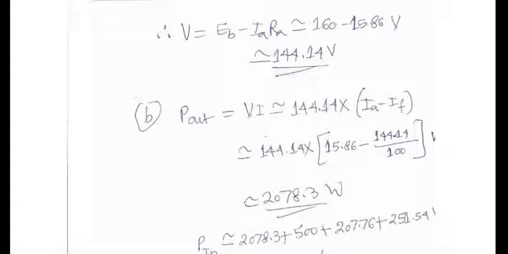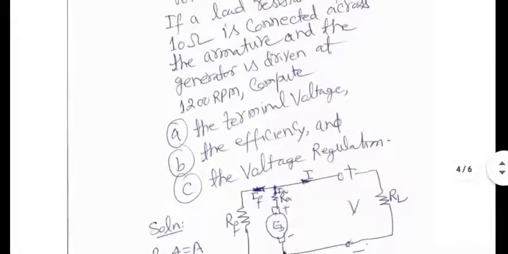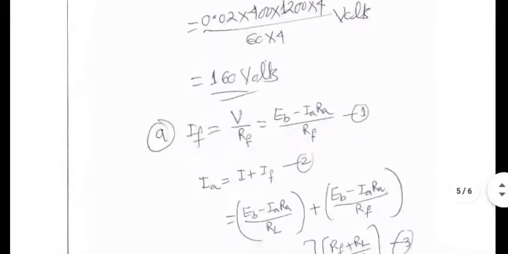And V is also known to you. So plug in all the values here. Output power turns out to be 2078.3 watt. What do they want? Let's go back. Yeah, terminal voltage we have calculated. Efficiency, okay. For that we need output power and input power. So I get output power calculated.